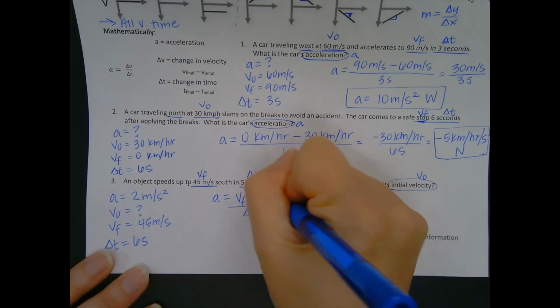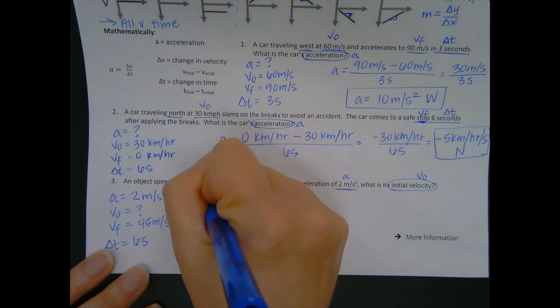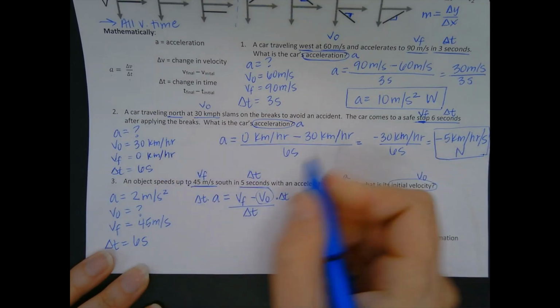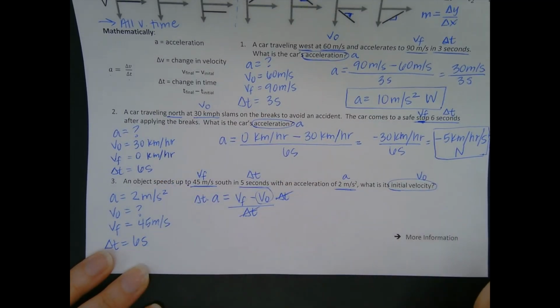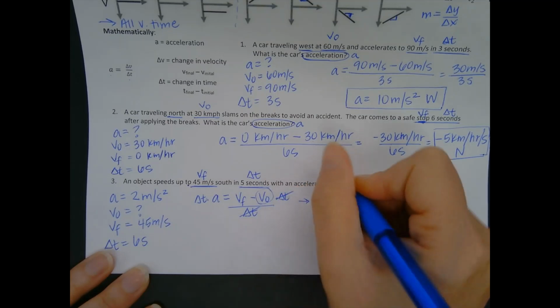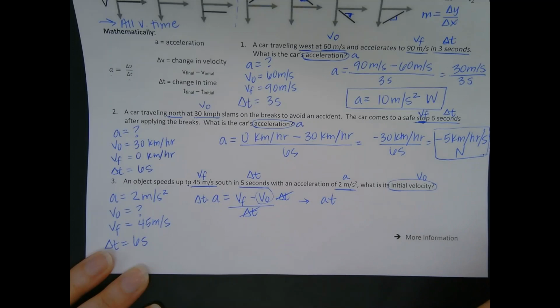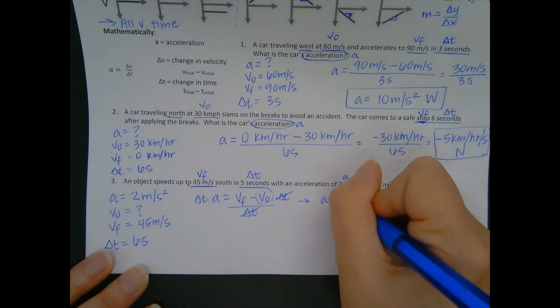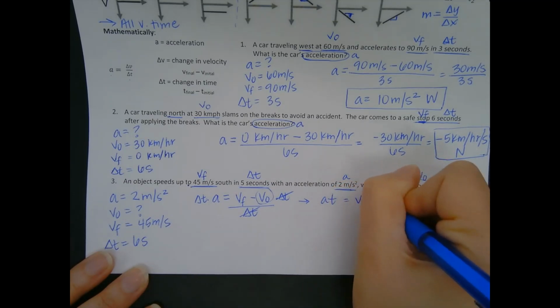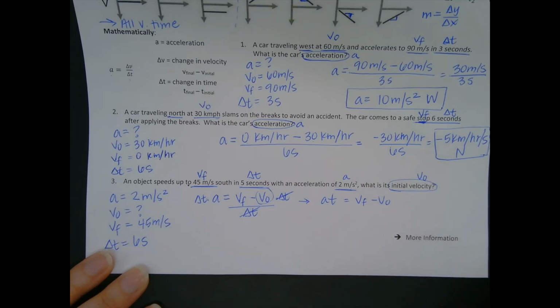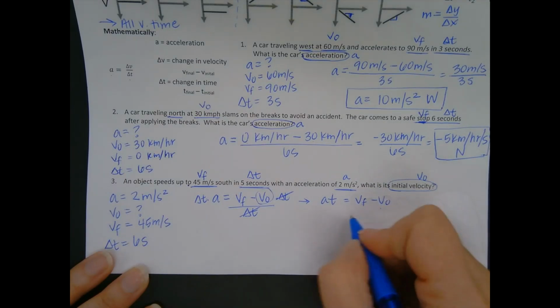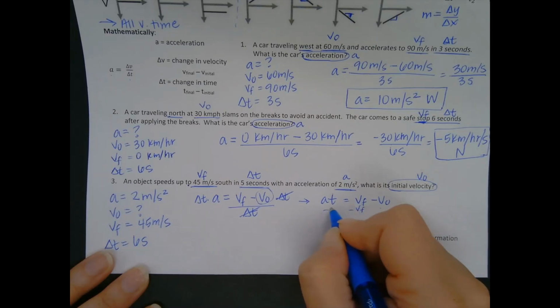So I'm going to multiply by delta t on both sides just to get rid of it. Okay, so these will cancel. So now I'm going to have my acceleration times my, I'm just going to drop the delta and write time. So my acceleration times time equals my final velocity minus my initial. So I want this one by itself, so I'm going to subtract out my final velocity from both sides.